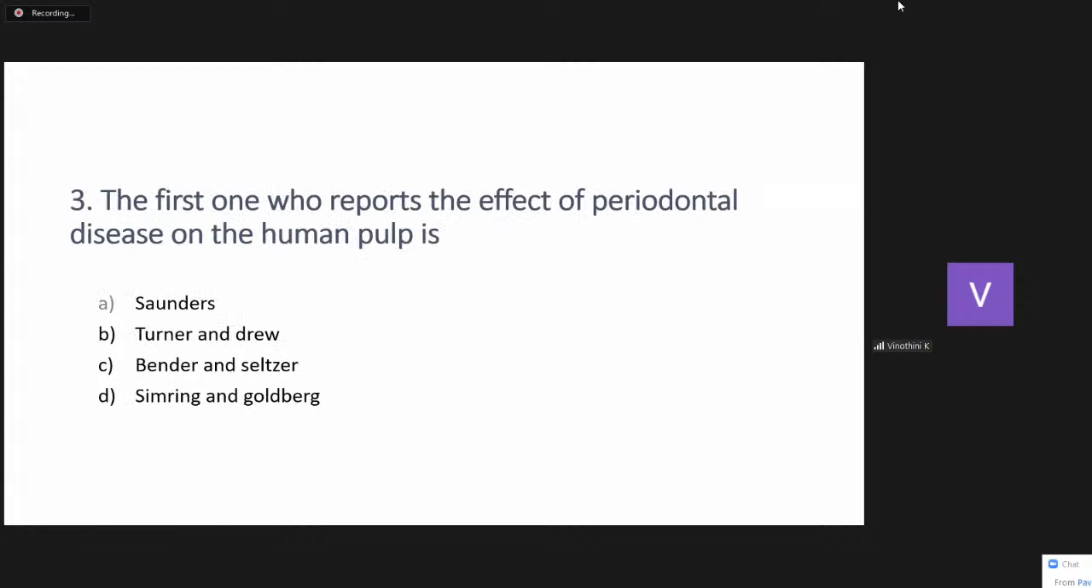And the first one who reported the effect of periodontal disease on the human pulp. In history, I've said that it is Turner and Drew. Turner and Drew is the person who reported the effect of the periodontal disease on the human pulp.